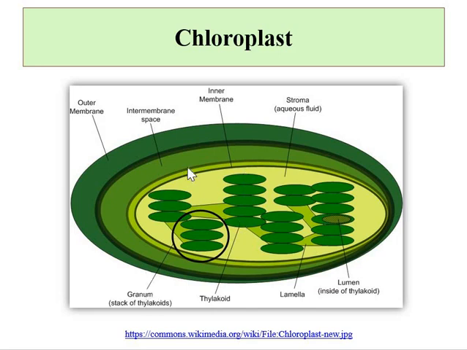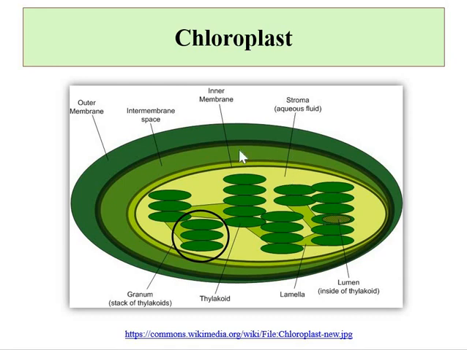And the liquid present in this chloroplast, in which these grana are present, the aqueous liquid, is called stroma. So this yellow colored liquid is stroma. Again, this is thylakoid. A stack of thylakoids is called granum. And these thylakoids and grana are present in an aqueous medium, and that aqueous fluid is called stroma.